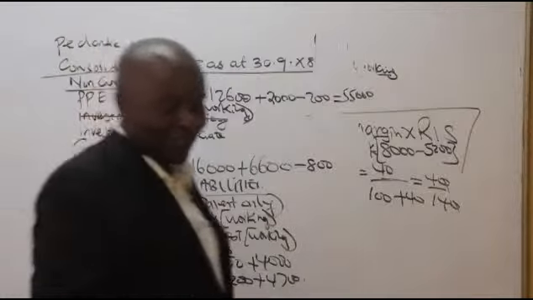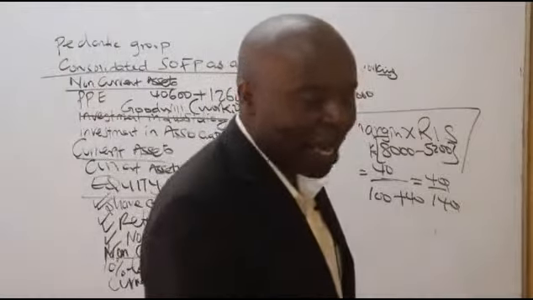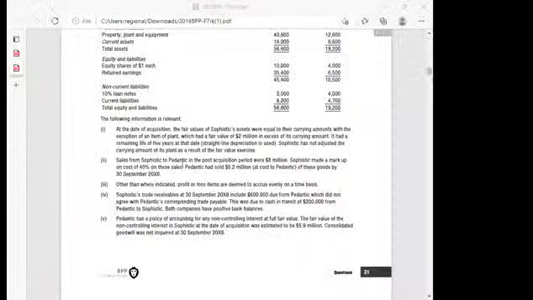Now, ladies and gentlemen, after that, listen to me very well. I know the next thing is about canceling the fake owings. Look at note number 4. That is the last thing here. Note number 4: Sophistic trade receivables as of 30th September include 600,000 due from Pedantic.